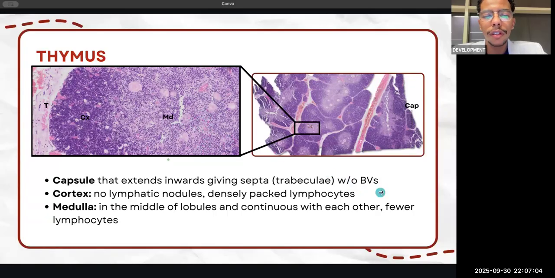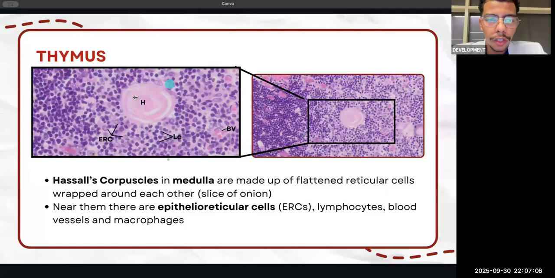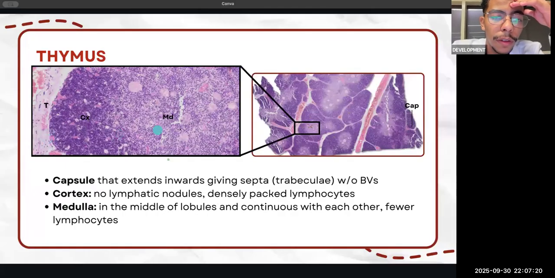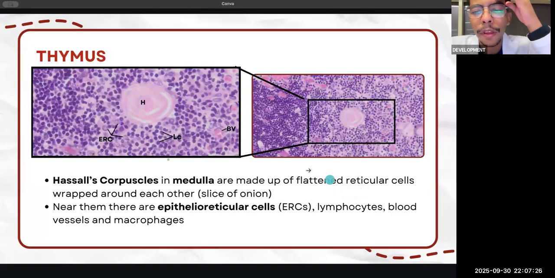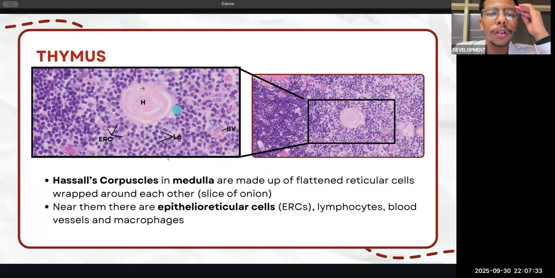You are going to see this onion-shaped structure. It looks like a slice of onion. This is called Hassall's corpuscle. I think that is how it's pronounced. Corpuscles. So Hassall's corpuscles are in what? In the medulla. Let me go back. Here, can you see these onion slices? These are Hassall's corpuscles. They are basically reticular cells wrapped around each other. That's why it gives off the onion shape.